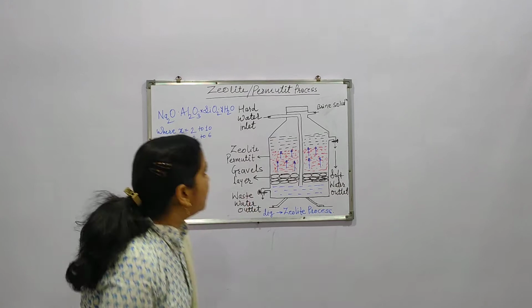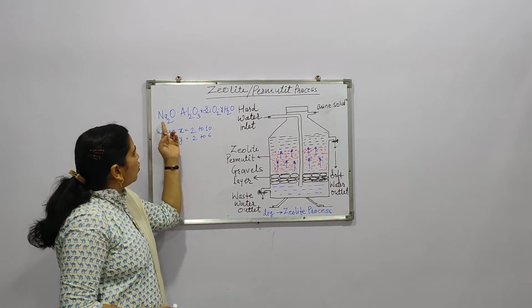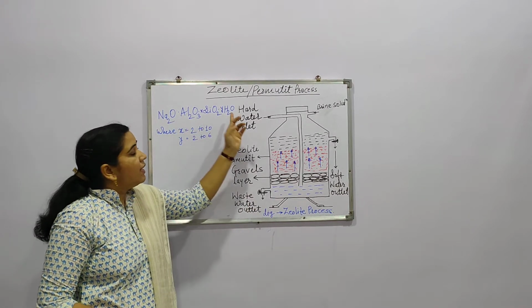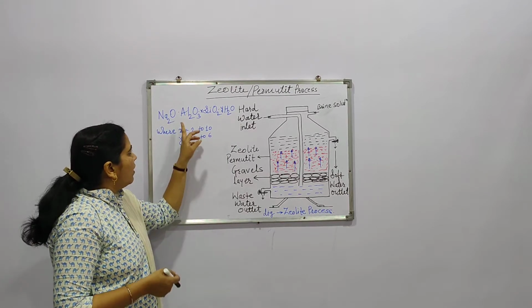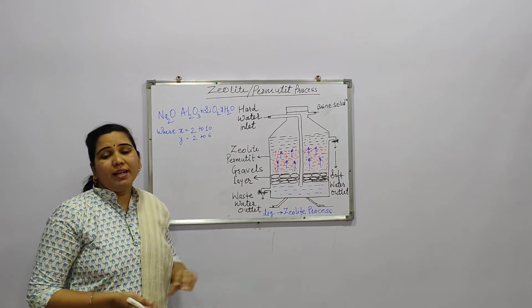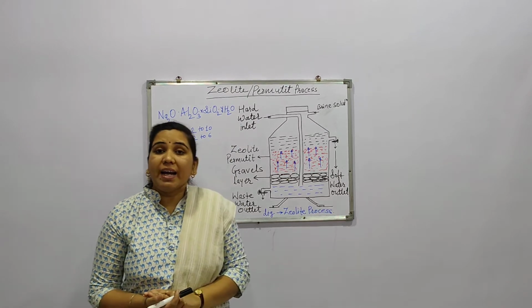Our today's topic of discussion is the zeolite or permutit process. Now, zeolite is nothing but sodium aluminosilicate. So here there is disodium oxide, alumina, and silica, which is found in its hydrated form.